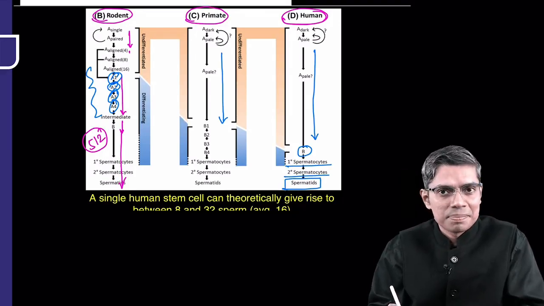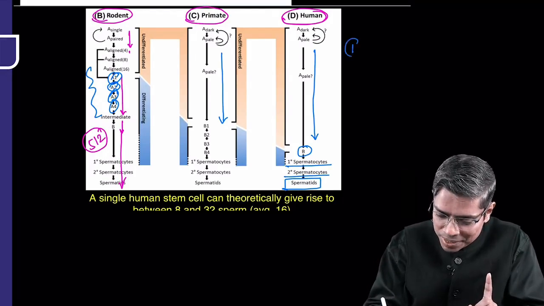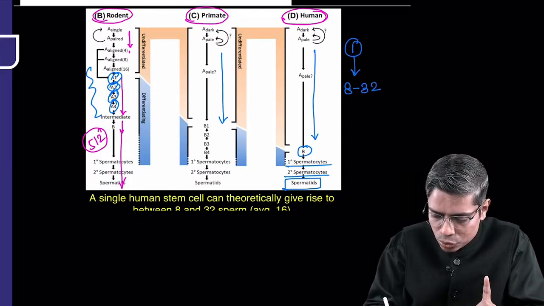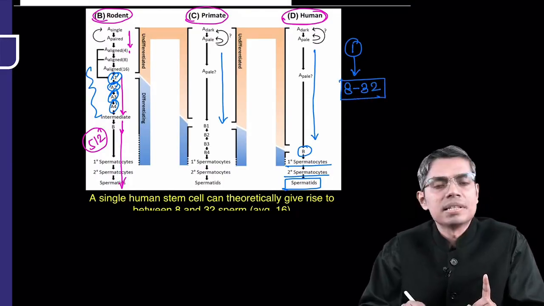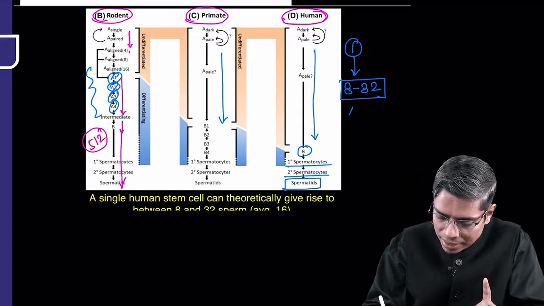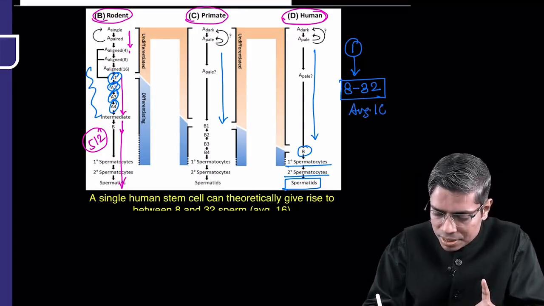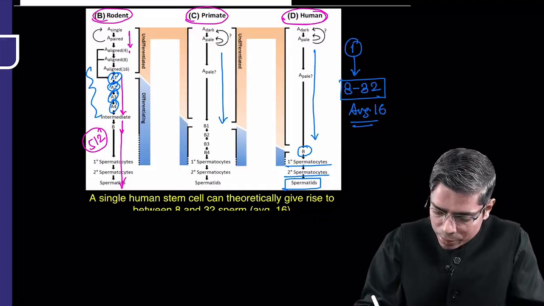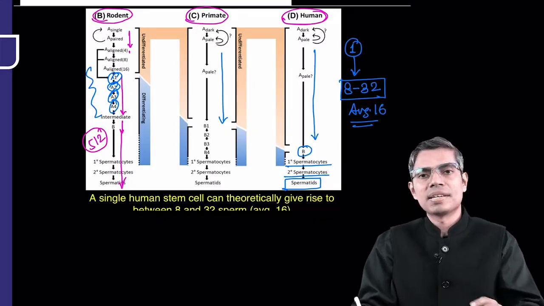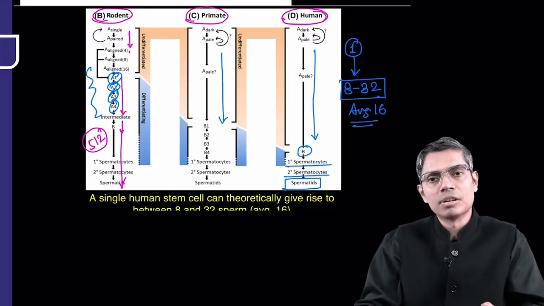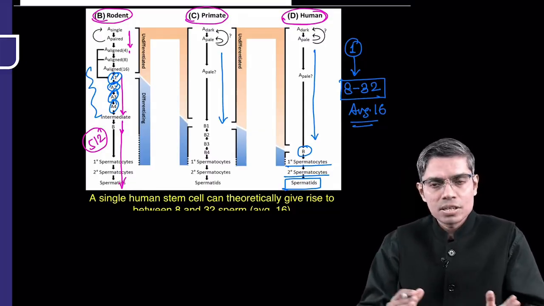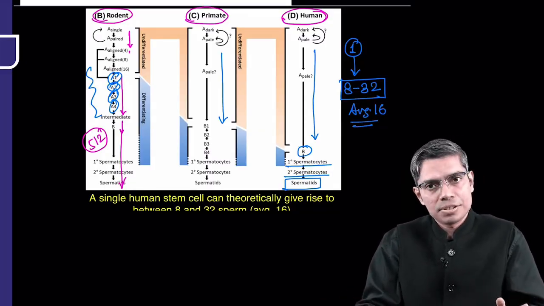By this process, one spermatogonia is giving rise to only 8 to 32 sperm cells. On an average, your answer will be 16. Getting my point? So if the question is coming that one spermatogonia cell in case of human gives rise to how many sperm, your answer on an average is 16, but exact it is 8 to 13 is the range, right?